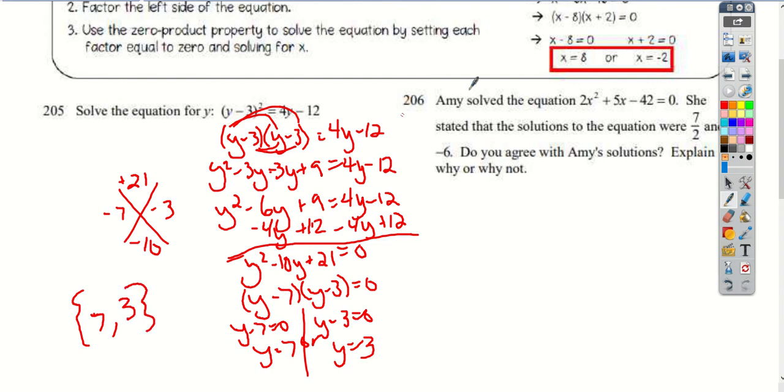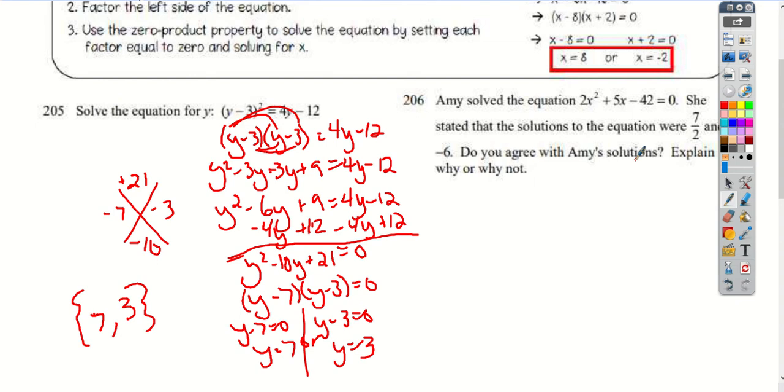There's our solution set. All right, 206. Amy solved that equation. She stated the solutions were 7.5 and negative 6. Do you agree? Explain why or why not. So we could plug them in and see if that works, and then we could just say yes because it works, or we could actually solve it. If we solve it, we want to do the AC method.